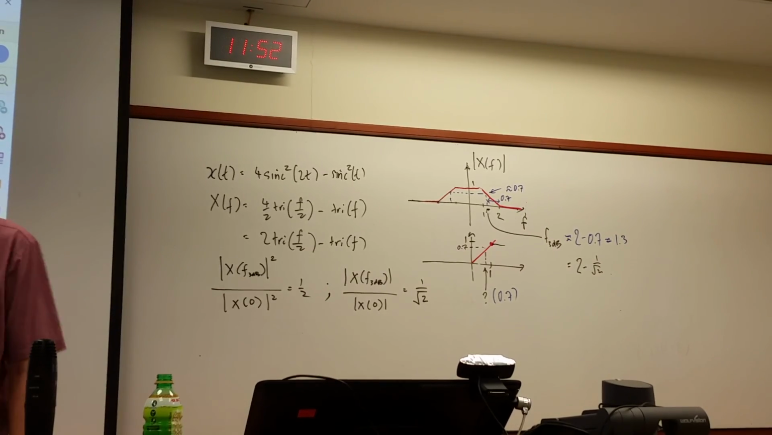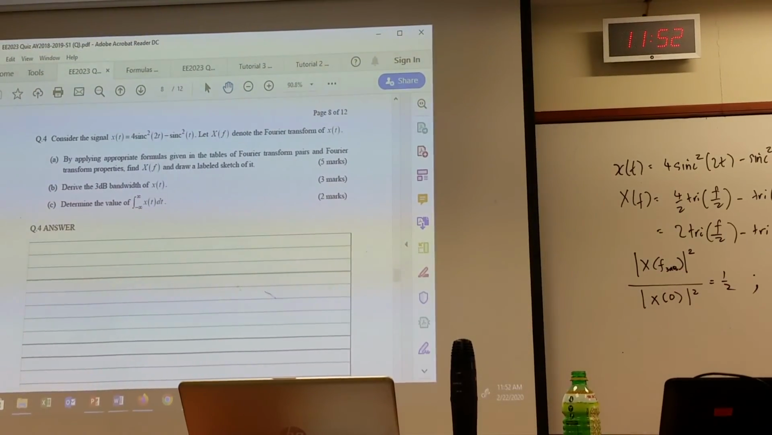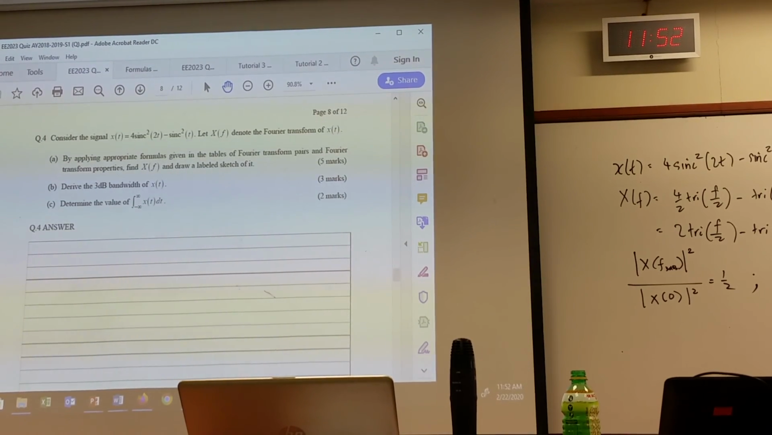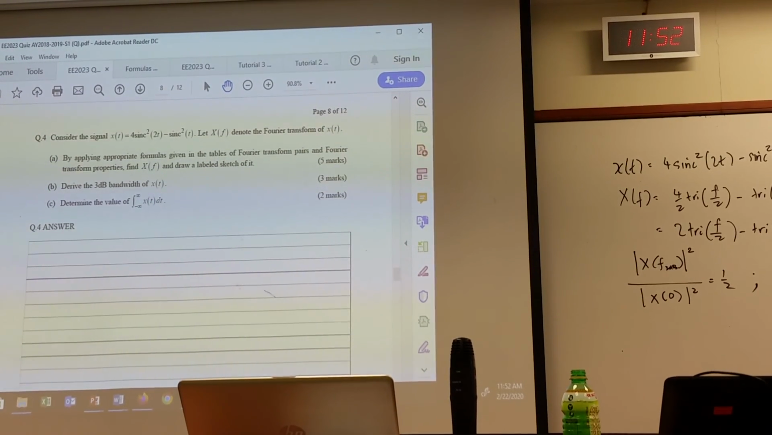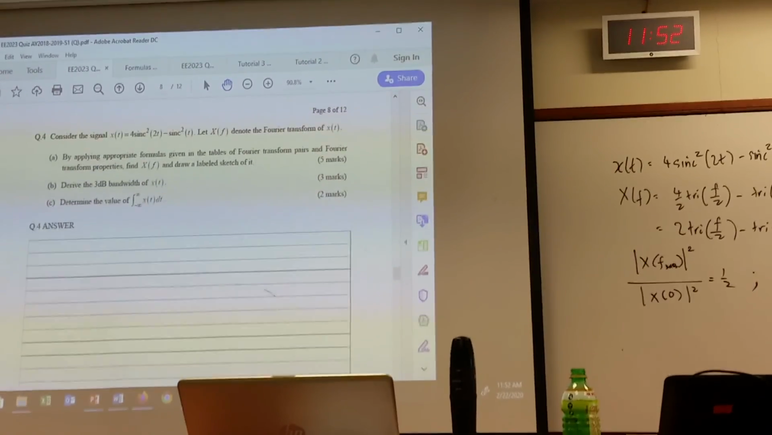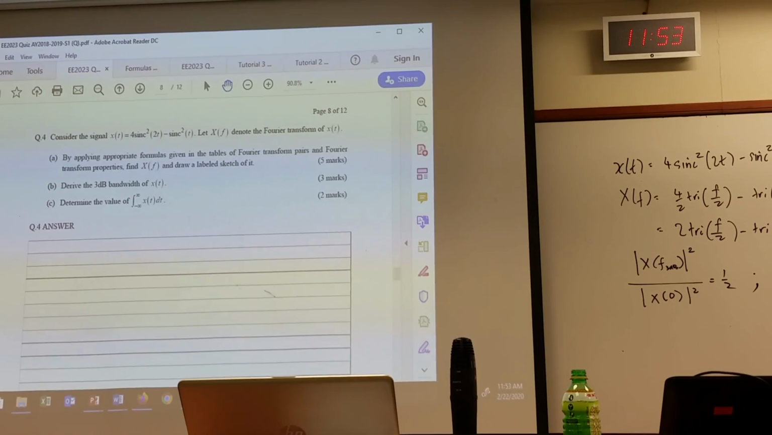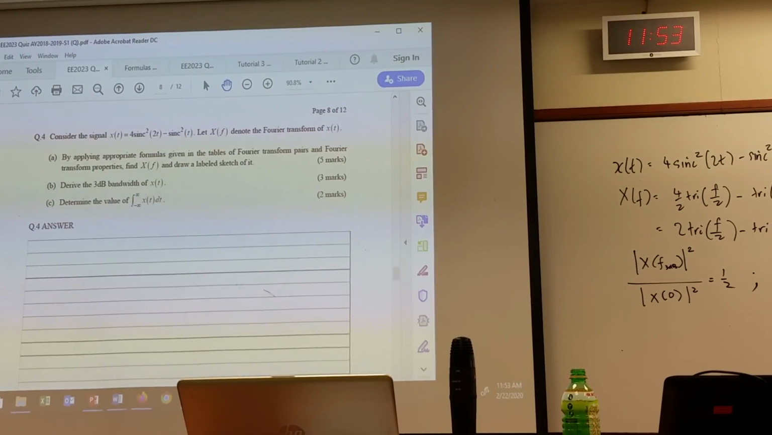Okay, and the last part is to determine this. So we are asked to find the integral from minus infinity to infinity of x(t) dt. What is this integral doing? Tell me. You've seen this before. What is this integral doing? Energy? No, but energy is not it. There isn't a mod x(t) squared there.